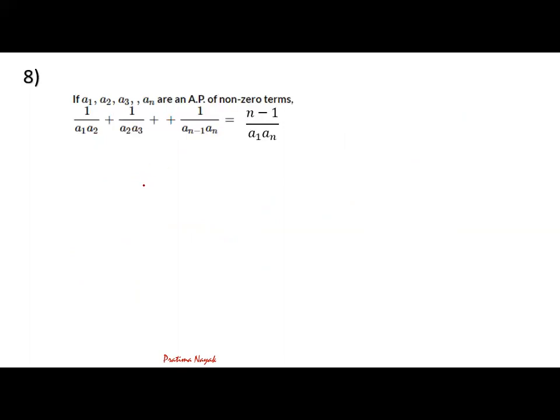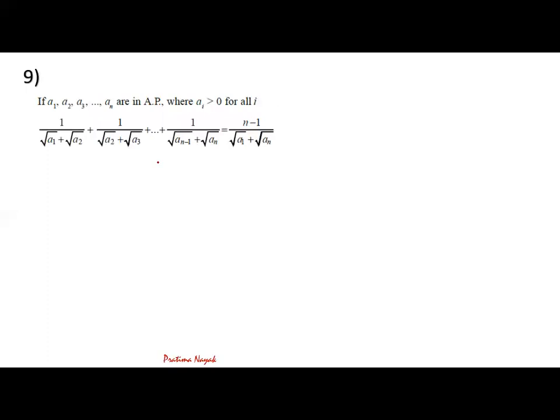Then another concept I have taken, though it is not directly related to arithmetic progression, but if you remember, you may get a question like this: a1, a2, a3, a4, up to an are non-zero terms of an AP, then this series is always (n minus 1) by a1 an. This can be asked as a question.